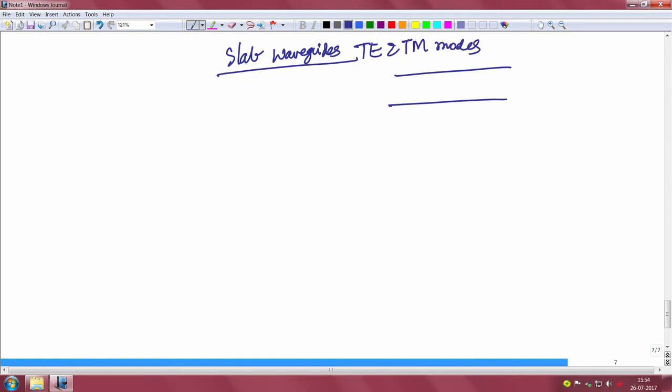So, to bring out the vectorial nature of the modes of an optical waveguide, we can use the example of a slab waveguide and note how TE and TM mode fields are represented, which components of electric and magnetic fields exist for TE modes, which components for TM modes can be obtained in a very simple manner, once again starting from the Maxwell's equations.